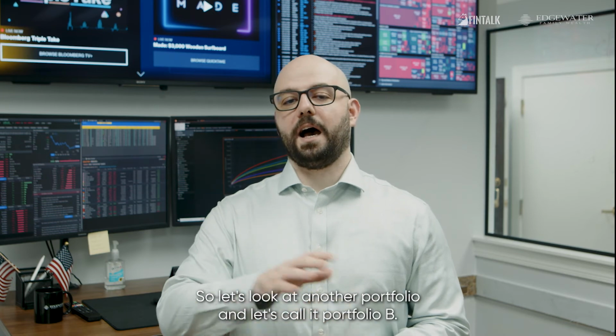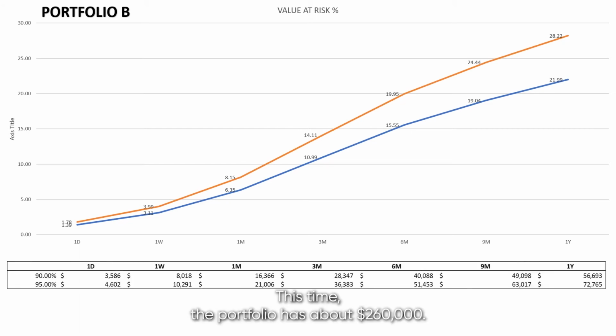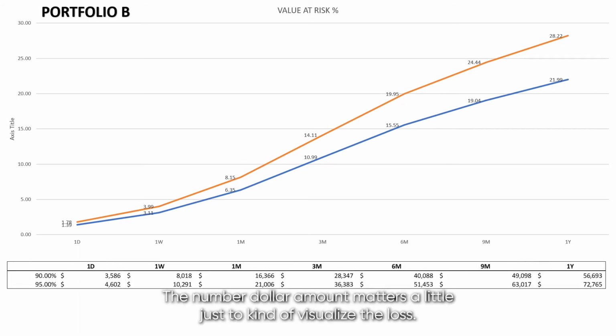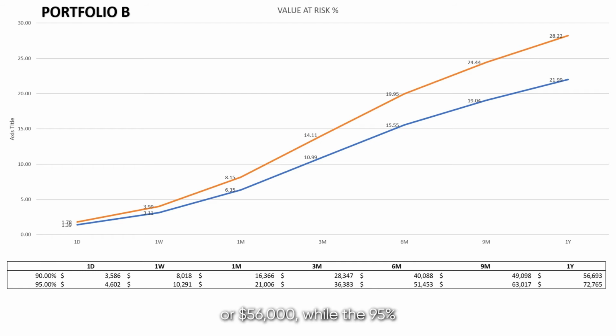So let's look at another portfolio, and let's call it portfolio B. This time the portfolio has about $260,000. Remember, dollar amount matters a little just to kind of visualize the loss. However, we're more concerned about the rates. This portfolio B has more diverse allocation. Now, the 90% curve here tells us that our loss will not exceed 22%, or $56,000, while the 95% curve tells us that the loss will not exceed 28%, or $72,000, all on the 1 year time frame, of course.